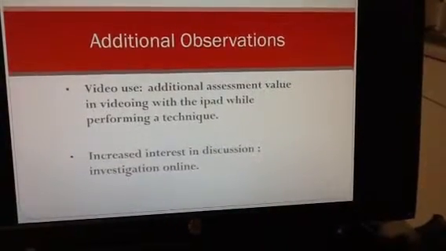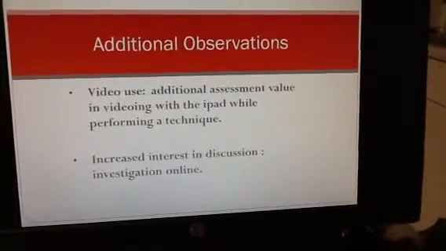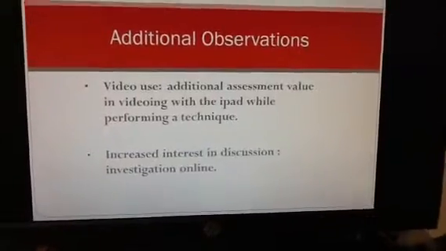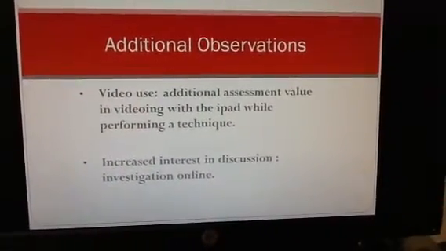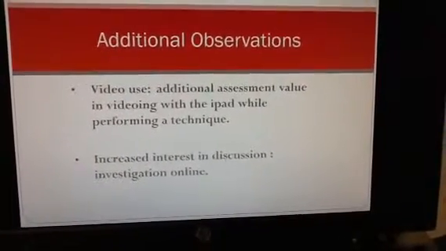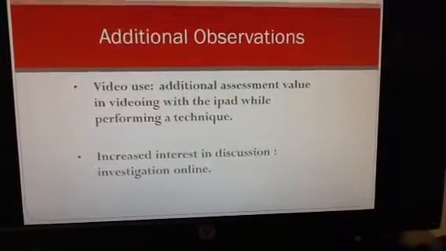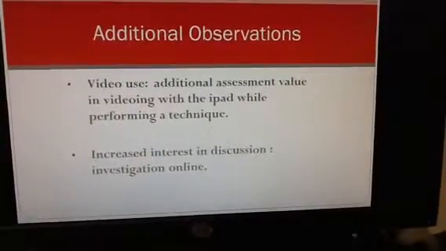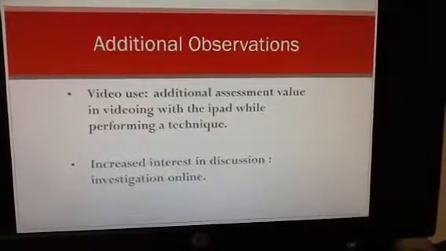Also, there is increased interest in discussion and in the investigations online. For students to be able to research for themselves on a topic that we introduce in lecture, it really keeps them engaged, and they develop their own path for what they're going to learn about that particular topic, which can be very exciting for them and can actually very much individualize what each student is doing in class. So I think that's all I have.